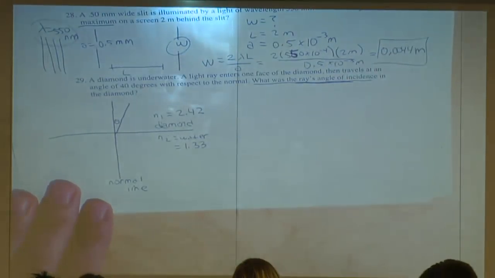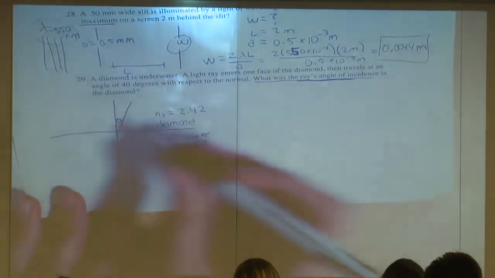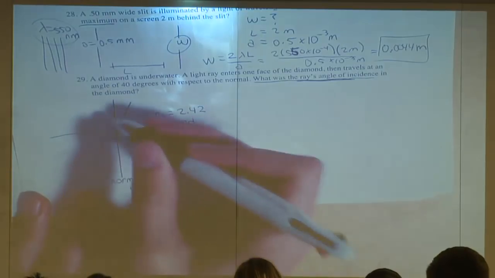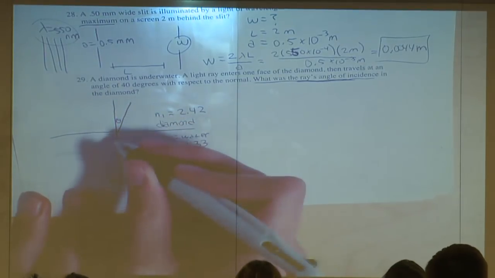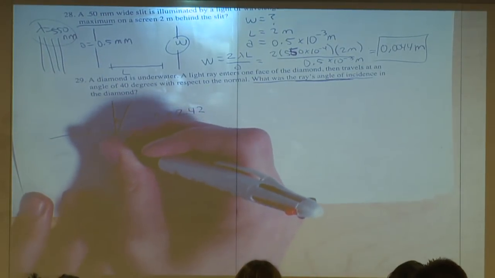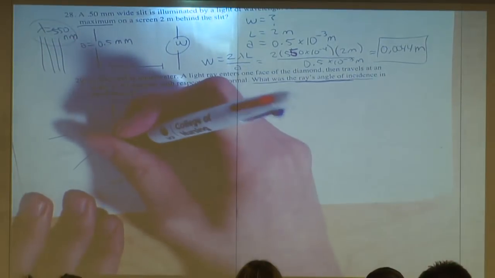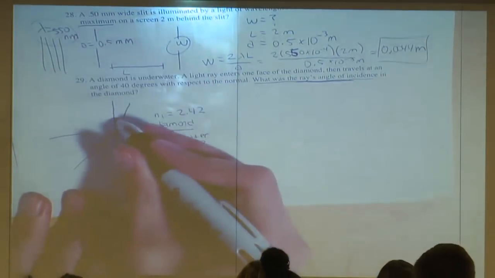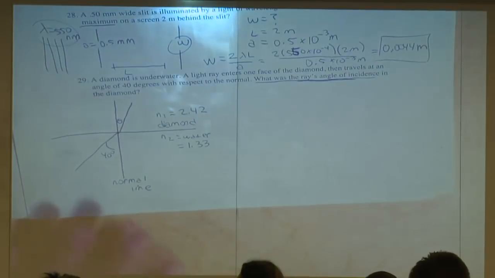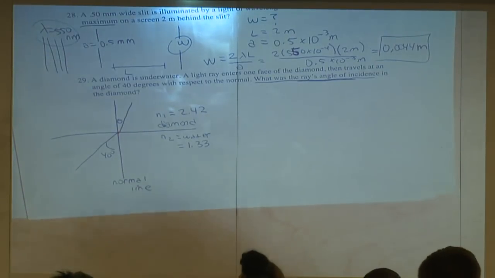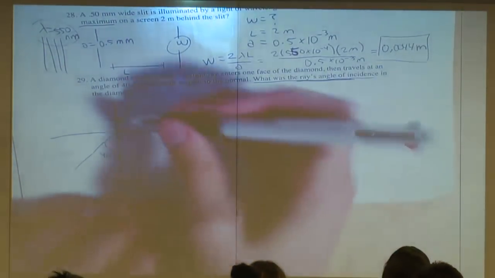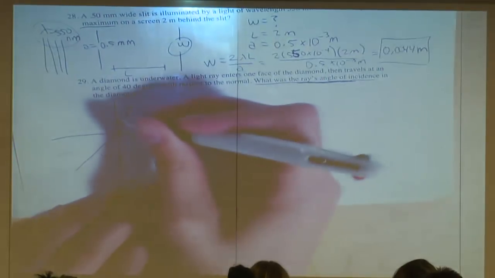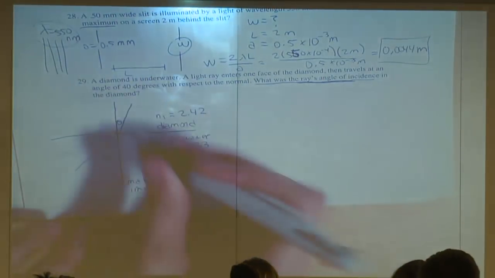Okay, so since this N1 is bigger, you know that this angle is going to be smaller than this angle, so it's kind of going to go like this, and that's going to be 40 degrees. So you know that this angle is going to be smaller than 40 degrees because when the index of refraction is larger, then the angle that it makes against the normal is going to be smaller. And keep in mind, these are the angles that we're talking about.